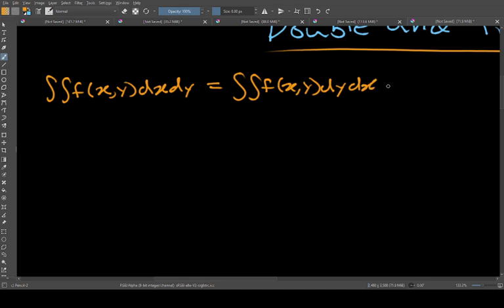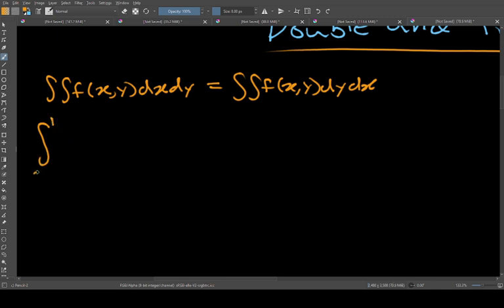What matters is if there's a variable limit and which integral you do first. The order of the differentials does not tell you which integral to do first. You look at the limits. So if any of the integrals have a variable limit, you must perform that integration first. So let's see this.